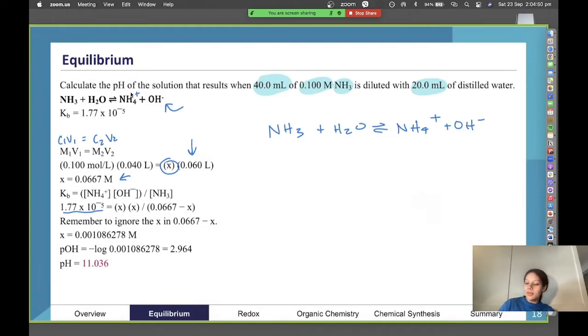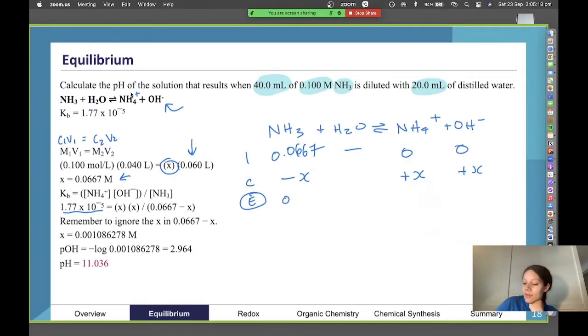We started off with a certain concentration of our NH3, which was 0.0667. Water we just ignore because it's a liquid, and we had none of this to start off with. Once we dissociate that NH3, the changes are minus x, plus x, and plus x. Then at equilibrium, we have 0.0667 minus x, and x, and x. That's what we've subbed into the Kb expression.